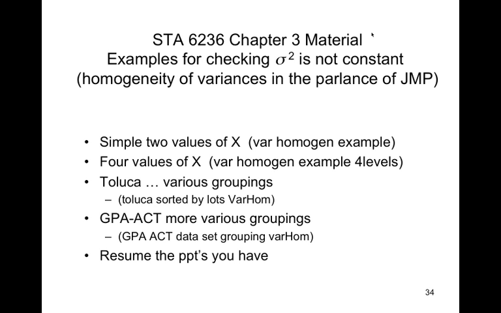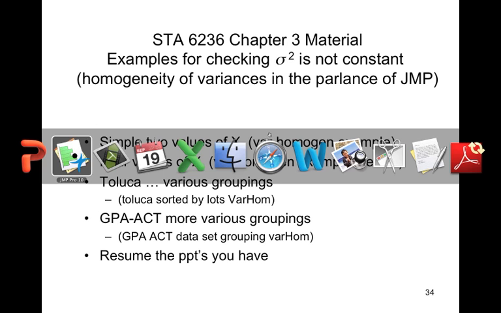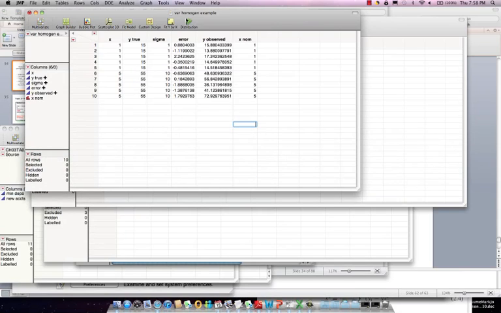Okay, welcome to some Chapter 3 material on checking for constancy of variances. I have 4 data sets that I'm going to go through in JMP, and it's all related to checking the homogeneity of variances or unequal variances within JMP. So let me start with this first one. What's in parentheses here are the file names that I need to pull up within JMP. So the first one is variance homogeneity example.